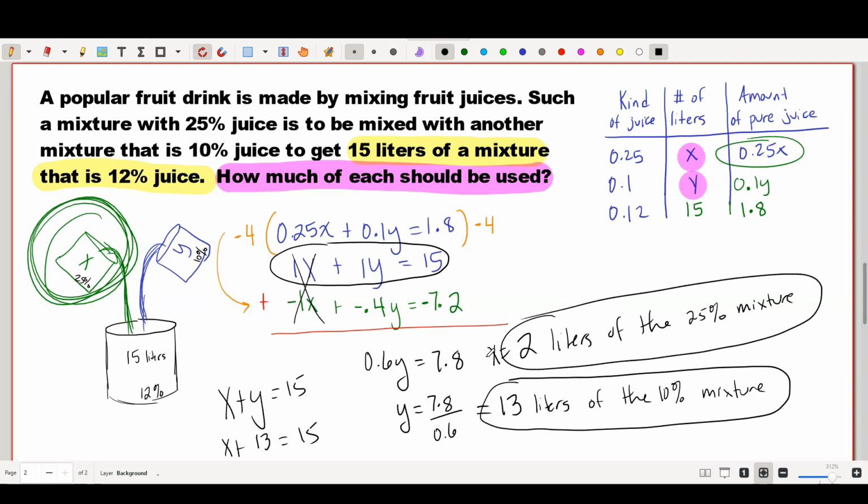So I go back to my problem and maybe check my work here, look at what was being asked, which is how much of each mixture should be used. That's what my x and y were, and that's what I'm giving here as my answer. 2 liters should be used of the first bottle, and then 13 liters of the 10% mixture should be used. And that's going to give us 15 liters of 12% juice here. Awesome.